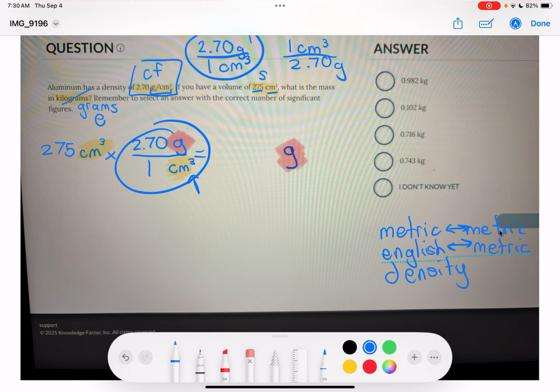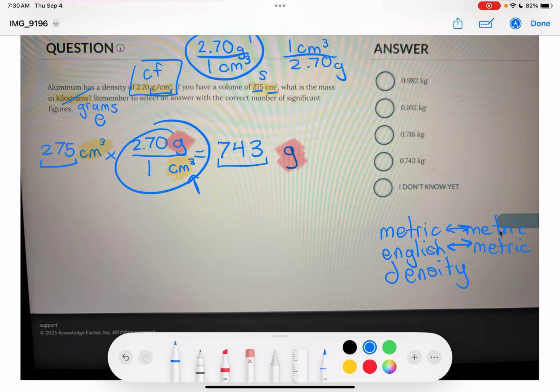So now all we do is 275 times 2.70, and that comes out to 742.5, but we're going to round up because it's a 5. We're going to round up to 743. We haven't finished our conversation about sig figs, so you don't totally know this. But because there's 3 digits in the beginning answer, we want our end answer to have 3 as well. So that's why I stopped at 743 instead of 742.5.